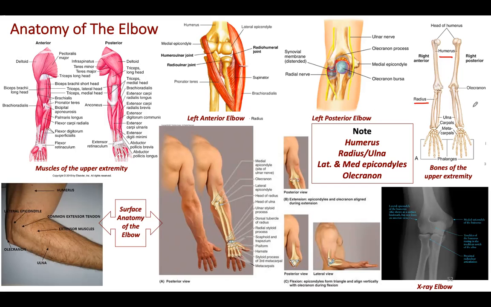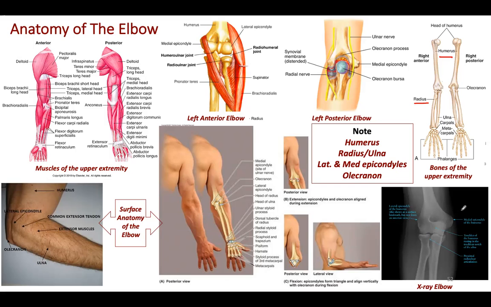Now, the radius is always the lateral bone, and the lateral bone is on the side of the thumb. Lateral means outer, away from the midline of the body. That's the radius on the thumb side. The ulna is the medial bone of the forearm. It's on the little finger side. So the elbow is a joint between these two bones, radius and ulna, the upper ends of them, with the lower end of the humerus.